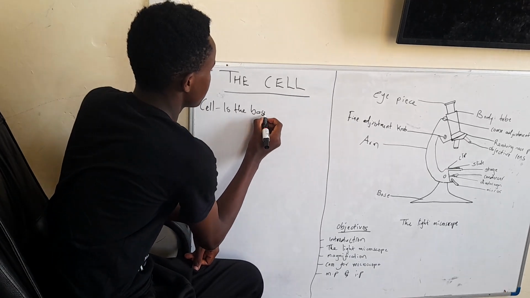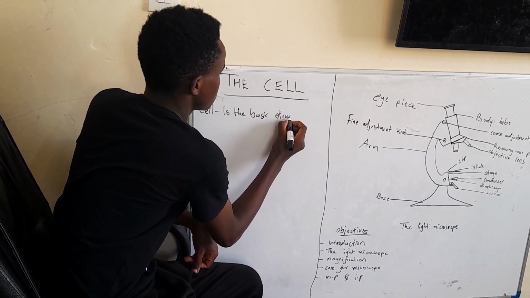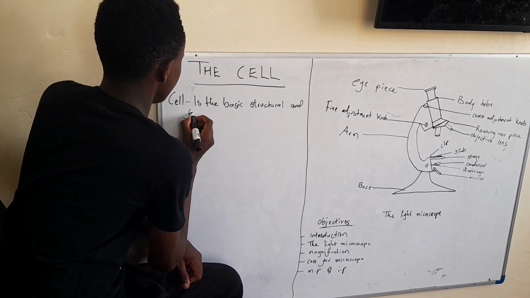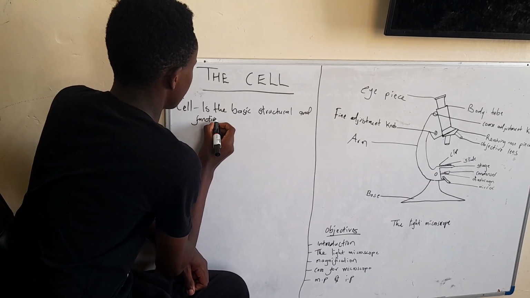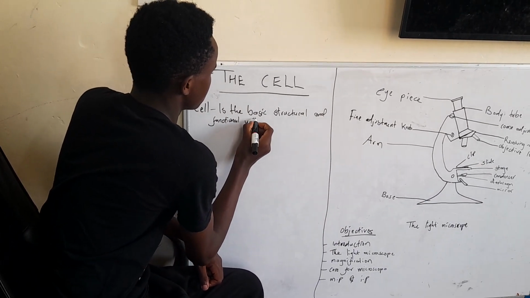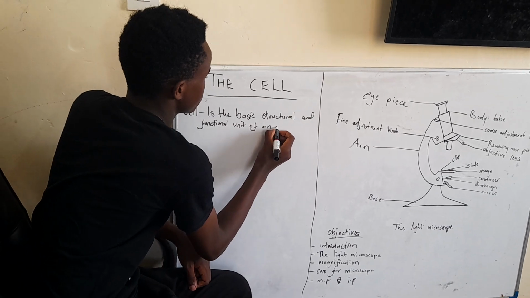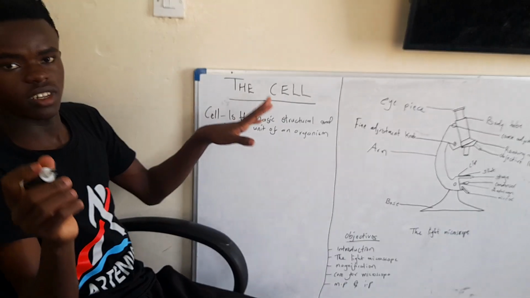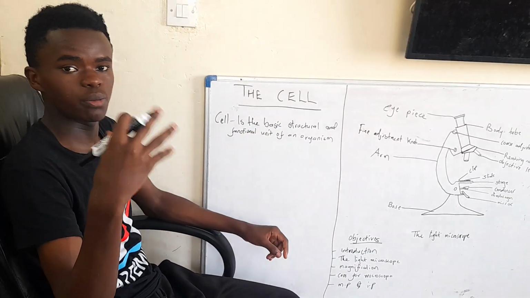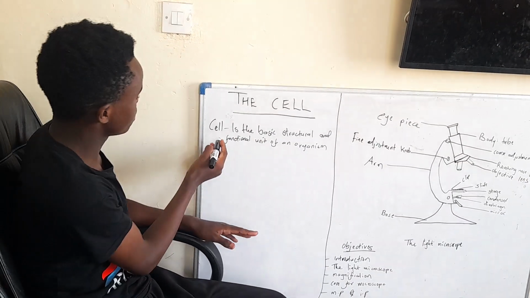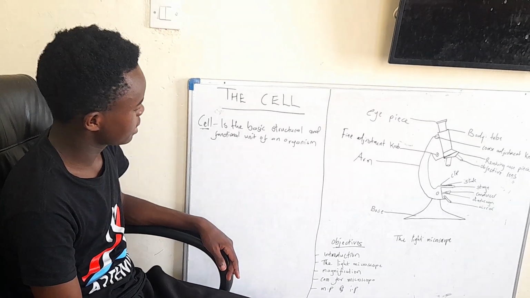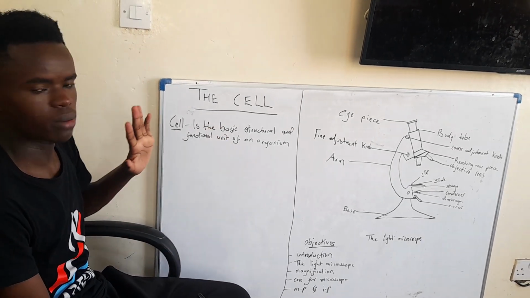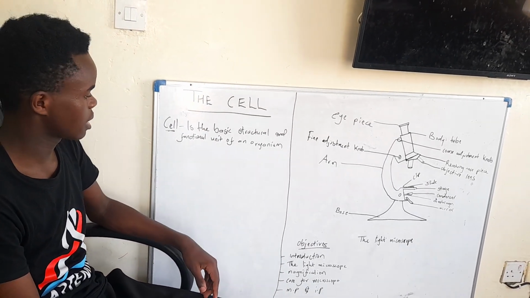The cell is the basic structural and functional unit of an organism. Many processes that take place in the body usually take place in the cell. So that's basically the definition of the cell, and that's what we are going to talk about in this entire topic, the cell.